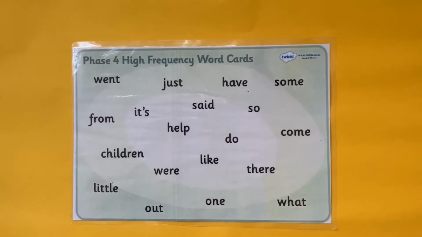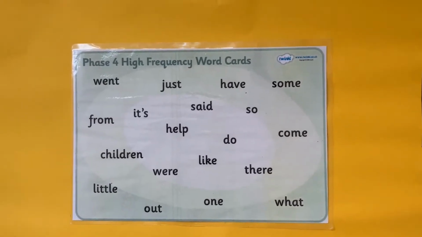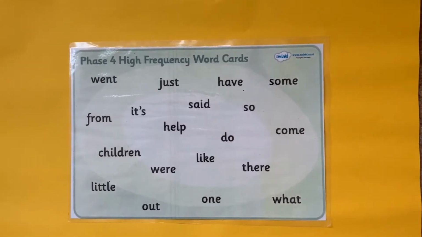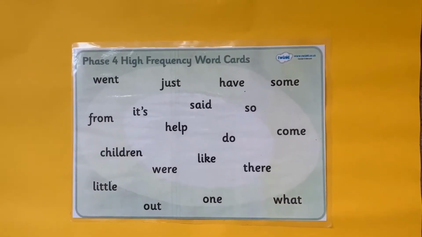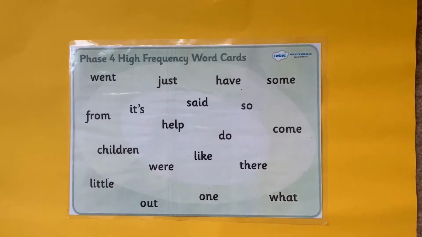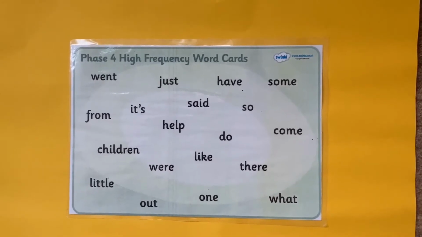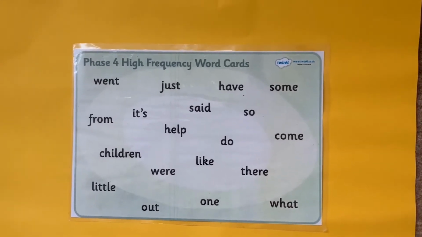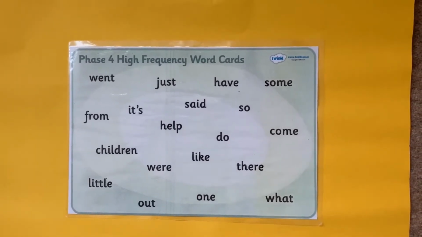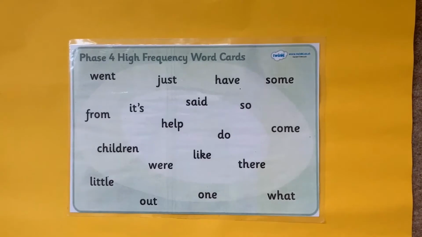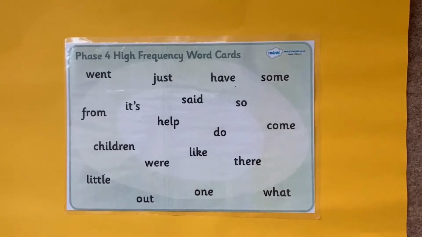An example of a word with an adjacent consonant is just. It's got st, the two adjacent consonants at the end. Another one is help, lp, adjacent consonants at the end. Another word is from, f, r, o, has the adjacent consonants fr at the beginning. And another one is went. Can you have a look? Are the adjacent consonants at the beginning or at the end of this word?